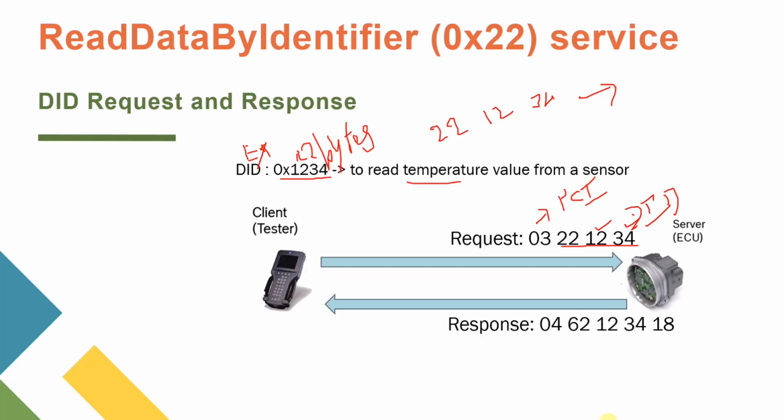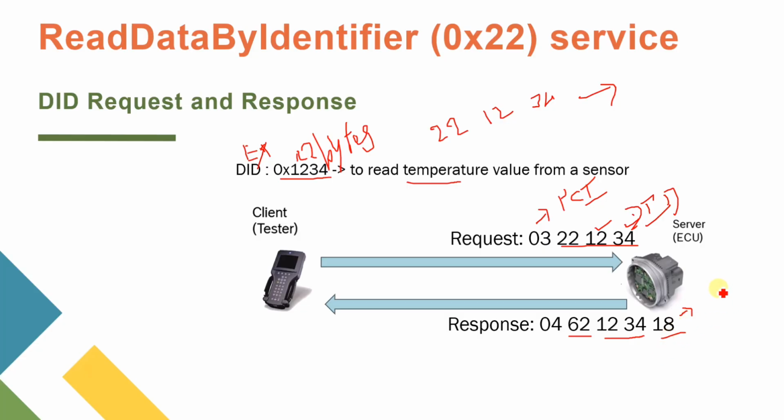The response will be 62. As we discussed, 62 is 40 added, which shows a positive response, followed by the 2 bytes of the same DID identifier, and 18. 18 is the data record data. We got some value from the server. It is in hex format.